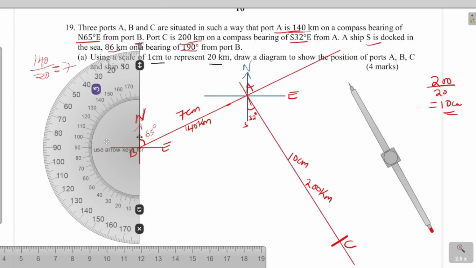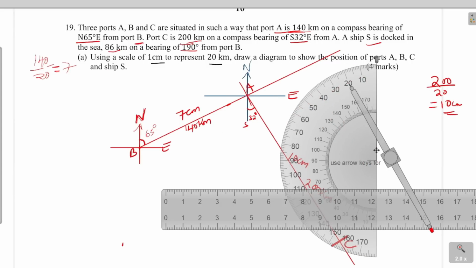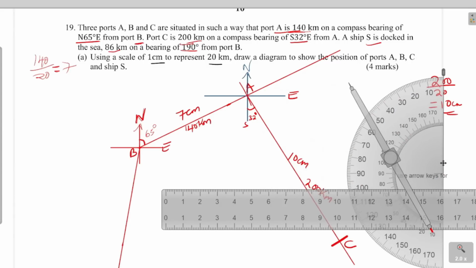So we are adding 10 degrees, so that we have 180 plus 10, that will give 190. Quite a very small angle, 10 degrees. From this point, 10 degrees will be there, so draw a straight line at that 10 degrees.